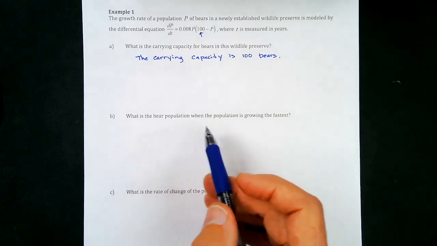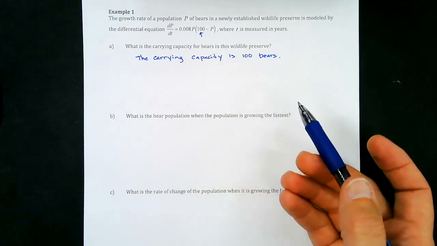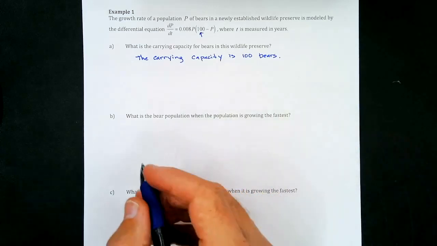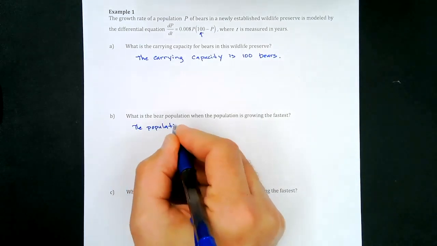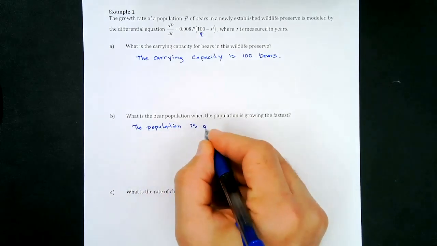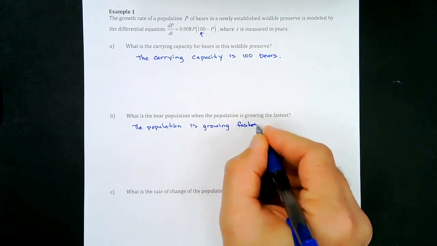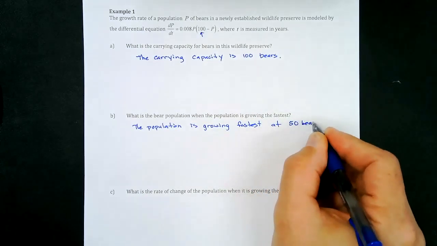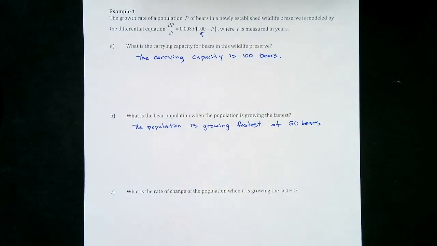Okay, so what is the bear population when the population is growing the fastest? We know it's going to be growing the fastest when it's halfway to the carrying capacity. So the population is growing fastest when the bear population is 50 bears. A logistic function will always grow the fastest halfway to the carrying capacity. The carrying capacity is 100 bears, so this is 50 bears.